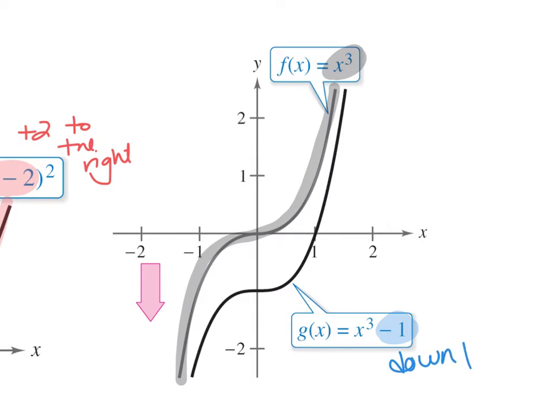So notice how every point, like if I started in the middle, it's now going to be moved down 1 unit. Okay, if I have a random point here at 1, 1, now it's down here at 0, 1. If I have a point here at negative 1, 1, now it's down here at negative 1, negative 1, now it's at negative 1, negative 2. So just every single point on the graph, no matter what the shape is, gets shifted down 1 in this case.